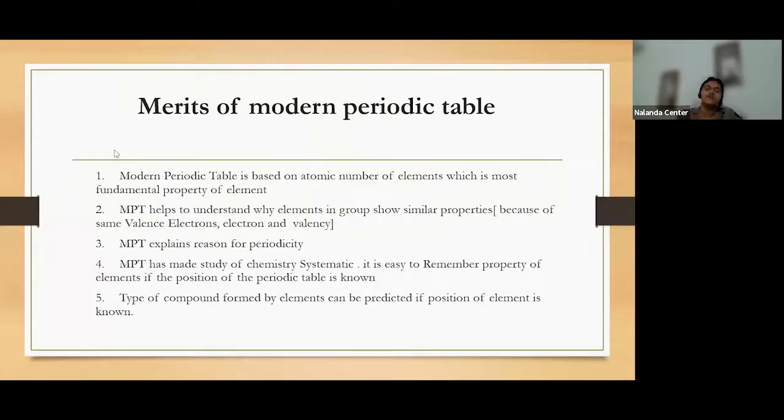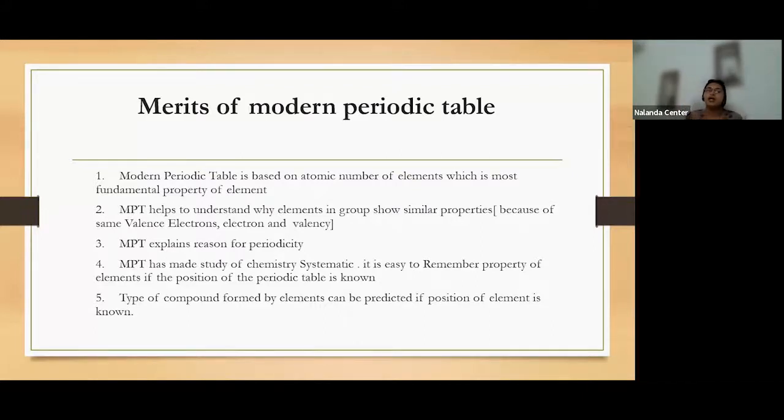Now, the merits of the modern periodic table. The first thing is that it said atomic number is more important. Atomic number is the fundamental property of the element. The modern periodic table made us capable of understanding why a particular group shows similar properties. Similar properties are shown because the electronic configuration is the same, the valence electrons are the same, so the valence is the same. That is why these elements show similar properties. This gives us a reason for the periodicity.